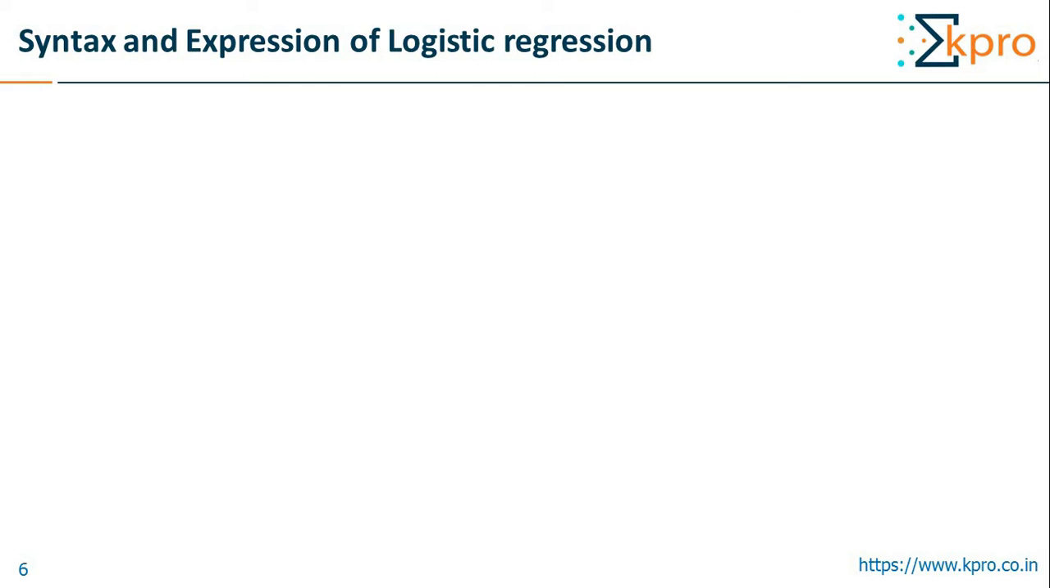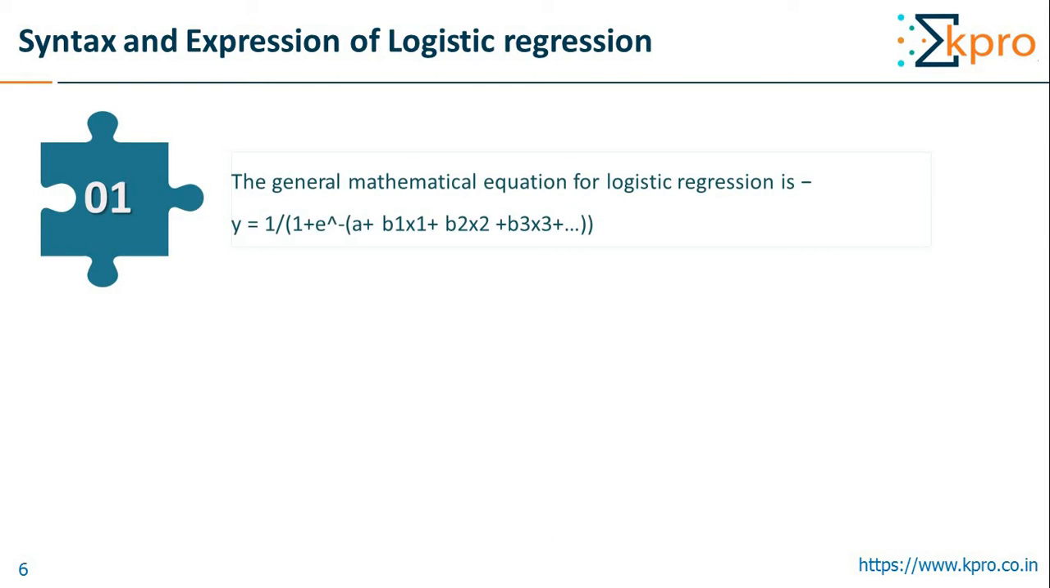Let us have a look at the syntax and expression used for logistic regression. So, the general mathematical equation for logistic regression is in this form. Here, y is our outcome variable, that is the response variable. a, b1, b2, b3 are the coefficients, or numerical constants. x1, x2 and x3 are the different independent variables that are used for predicting our outcome.